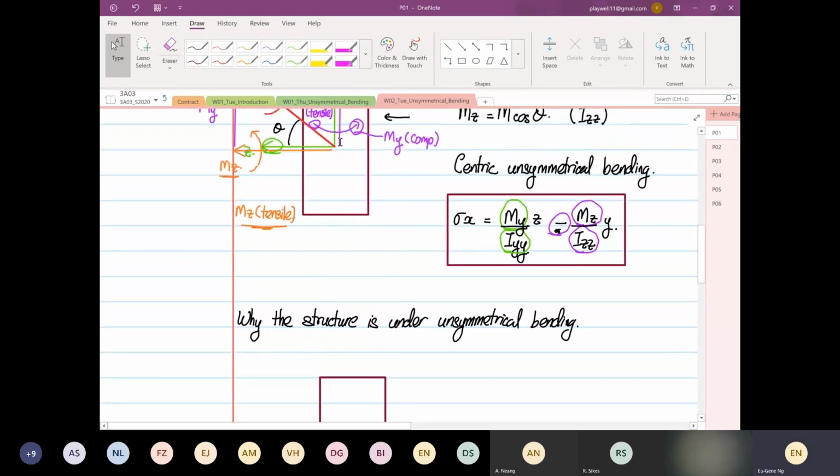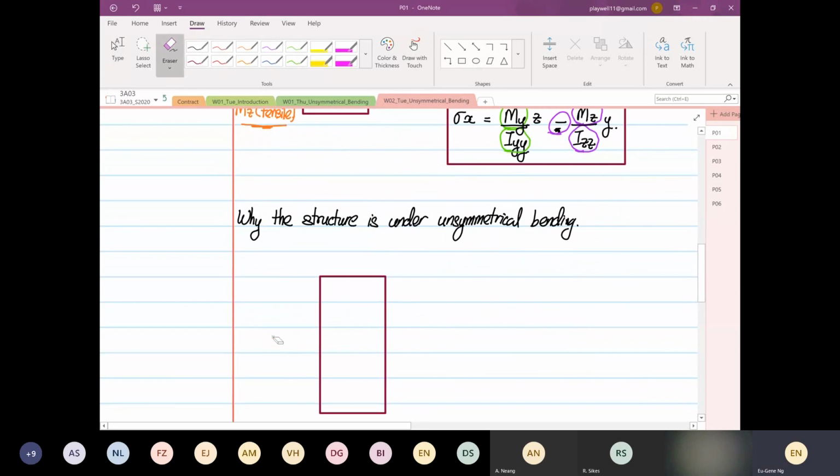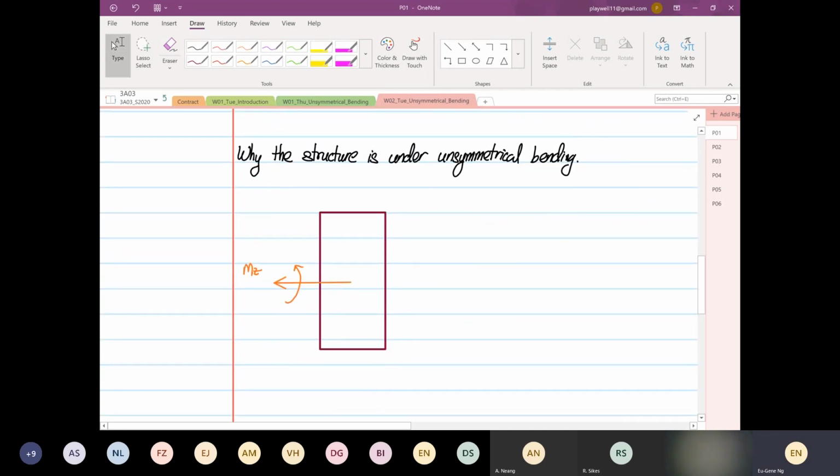so we have, oh, it's in orange, sorry. So we have our MZ over here. Right, so we have our MZ. Because we know that this is going this way with right hand rule, so MZ, this side will be tensile. MZ, this will be in compression.